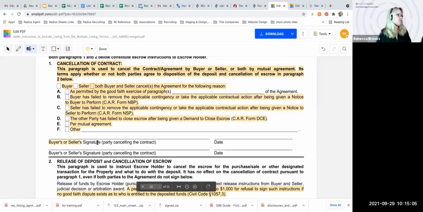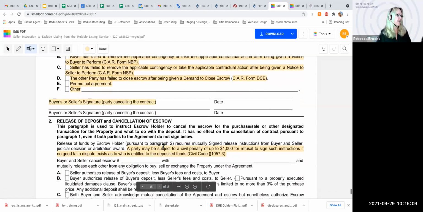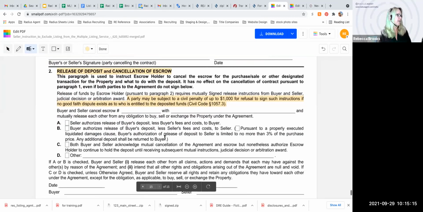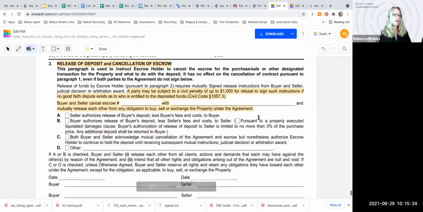Okay, and then this is where whoever's canceling is going to sign. Okay, and then down here is going to determine how you're releasing your deposit and you're canceling the escrow for the title company. This is where you put in writing who's canceling the escrow, the escrow number, with whichever title company you have your escrow open at.